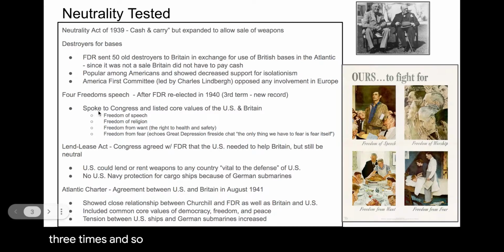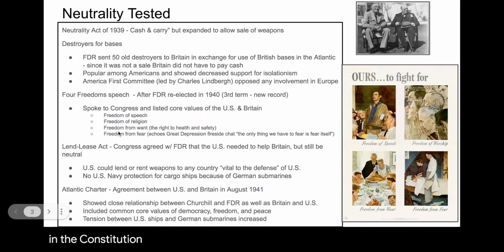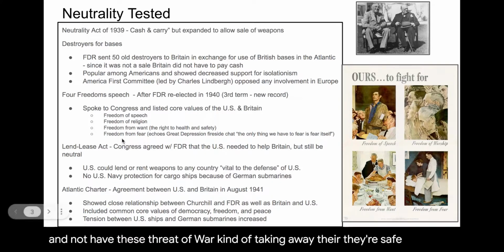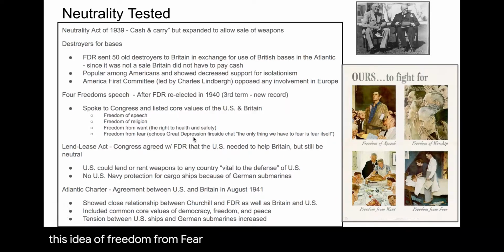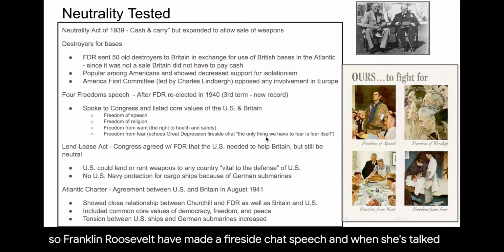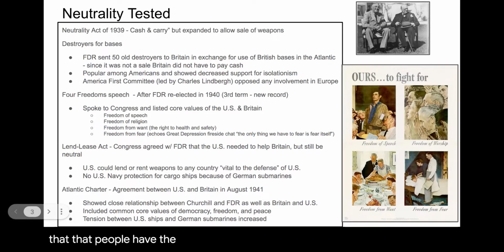And so FDR made a speech to Congress called the Four Freedoms Speech, in which he listed these four essential freedoms, or kind of the core values. And he argued they were shared between the U.S. and Britain. This idea of freedom of speech, freedom of religion, both things in the Constitution. But he also talked about this idea of freedom from want, which is the right of people to feel safe in their countries and to be healthy and not have the threat of war taking away their safety. And also this idea of freedom from fear. In the Great Depression, 10 years before or so, Franklin Roosevelt had made a fireside chat speech in which he talked about the only thing we have to fear is fear itself. So it kind of echoes this idea that people have a right to not be afraid of what's going to happen. Okay, so FDR is kind of laying out these important values of the United States.